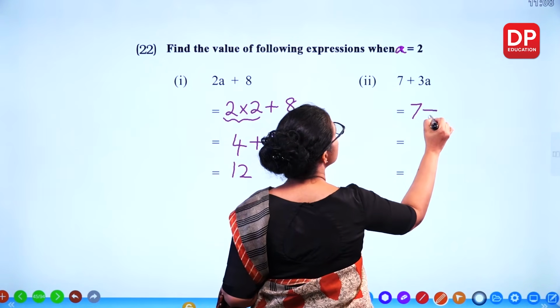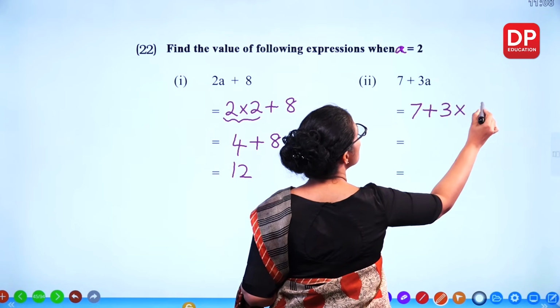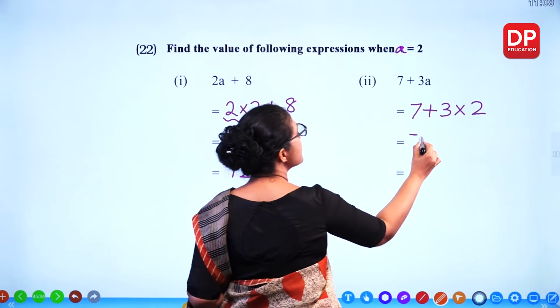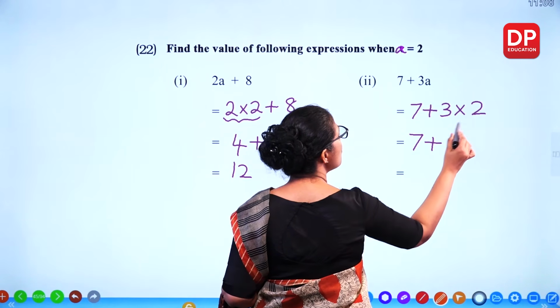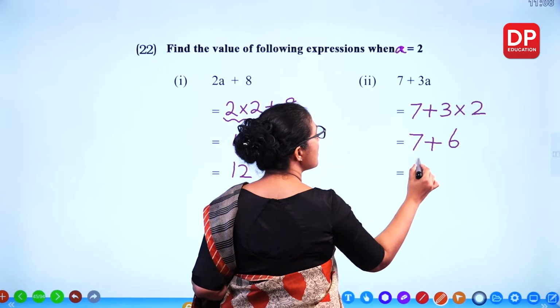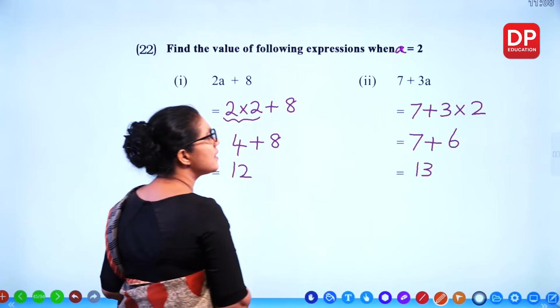7 plus 3 times 2. So you get 7 plus 3 times 2, 6. 6 plus 7, you get 13.